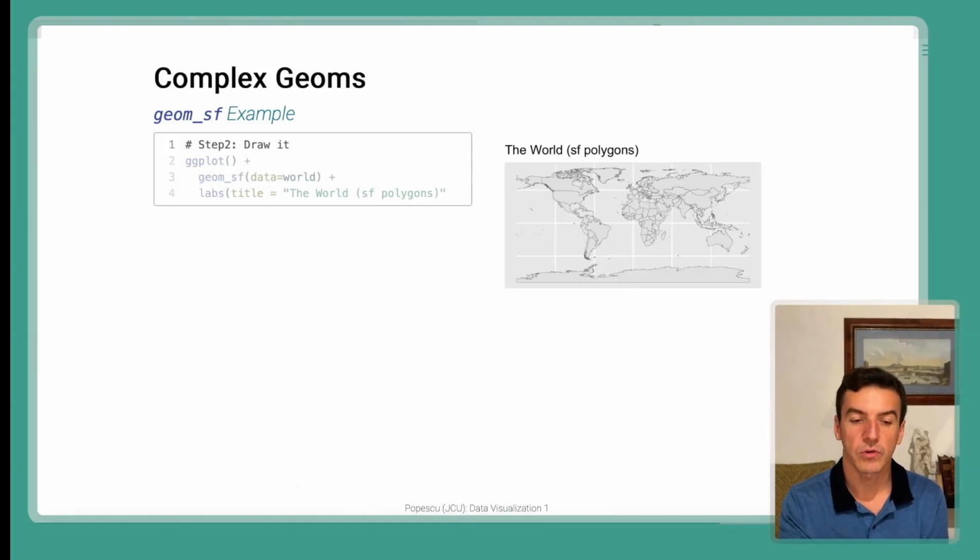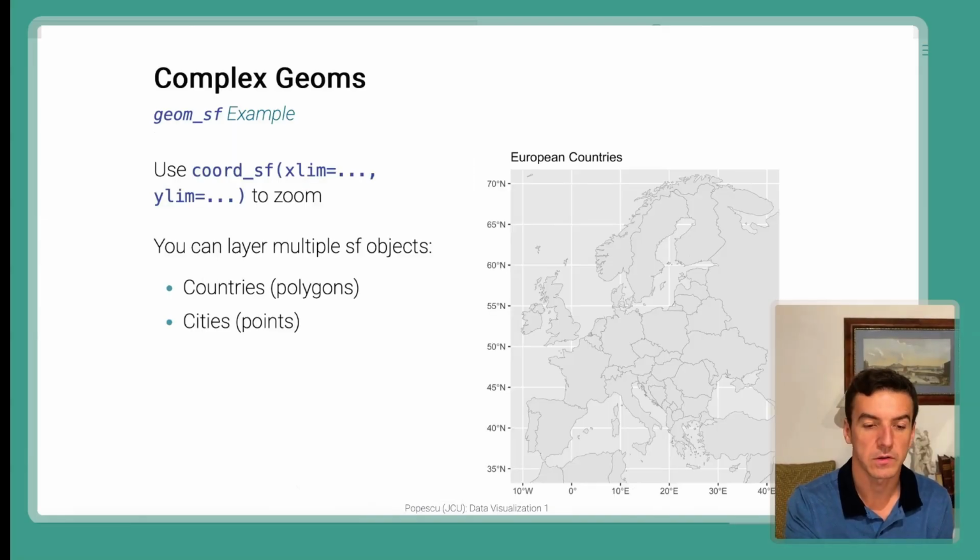So this is how we draw a map. First of all, we call ggplot. Second, we call the Geom SF. So in this case, it's the world. And then we just label our map. This is the world SF polygons.